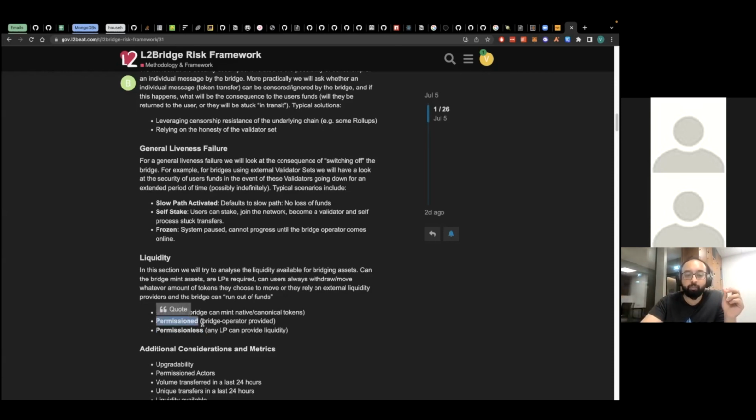Then we also have the permissioned case, because in this case only a select few people can provide liquidity. And I think the only bridge that falls in this right now is Hop. So Hop runs bonders, and bonders need to have liquidity for the system to work, right? So if bonders run out of liquidity, you can do nothing about it.